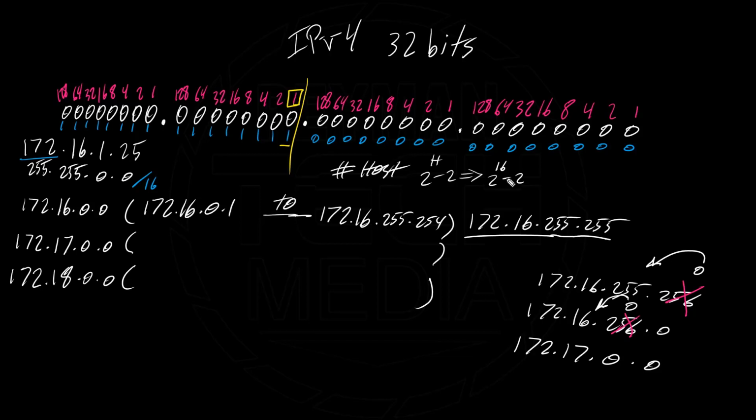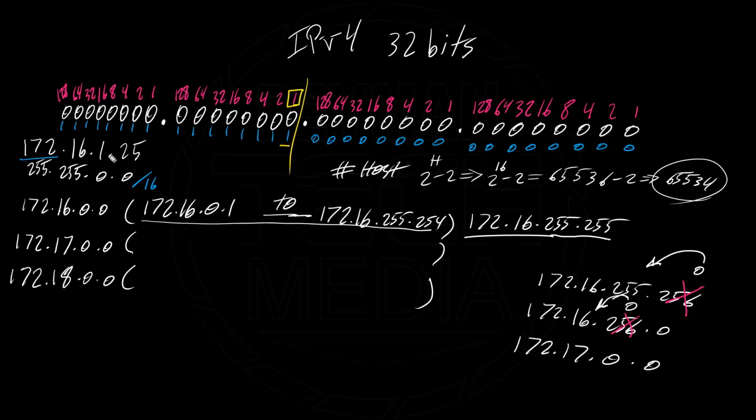Okay, so 2 to the power of 16 minus 2 equals, first let's take a look, 2 to the power of 16 is 65,536, minus 2, it is 65,534. So that's how many available IP addresses there are in the class B default subnet mask. So this is class B. That's the available IP addresses: 65,534 available IP addresses in class B.